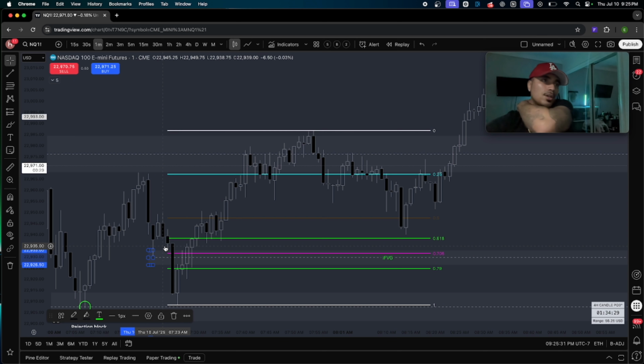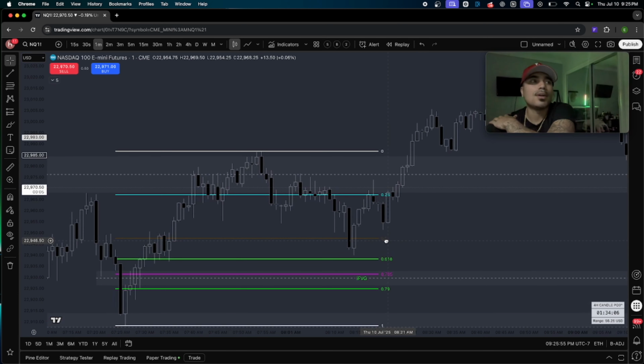So just to give you guys context, a BPR is a fair value gap and an inversion fair value gap put together. That's like a balanced price range. This isn't considered a BPR, it's just an inverted fair value gap, because there's no fair value gap on this side. But price never came down and tapped that, so I don't take those trades, even though it did rally.